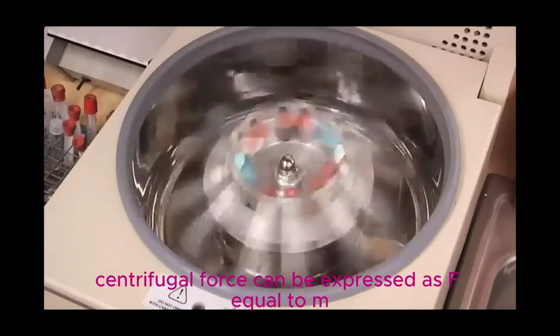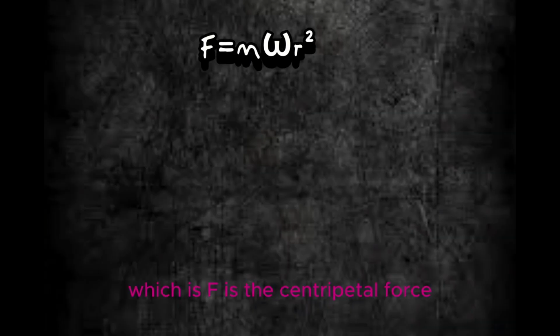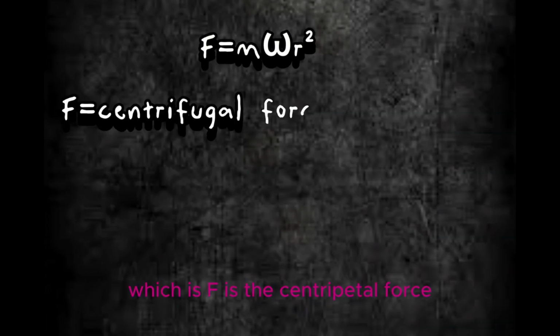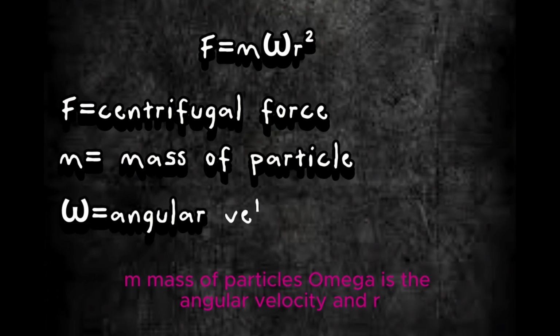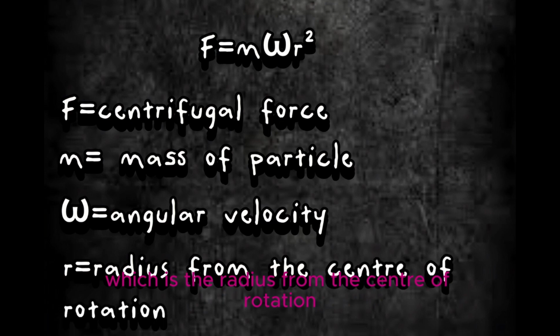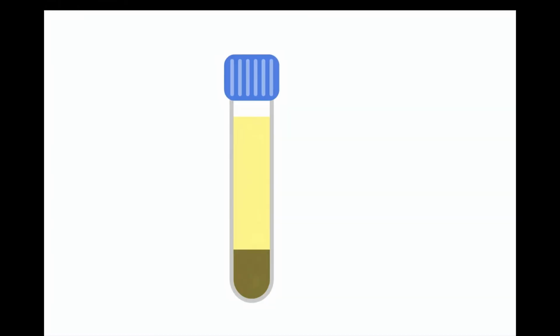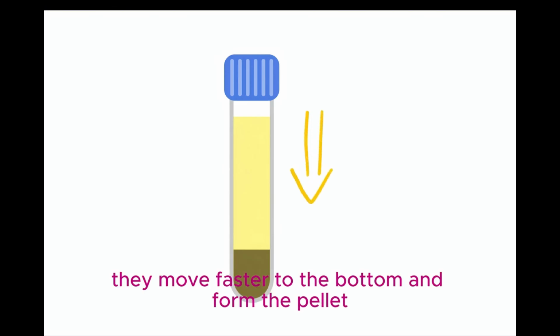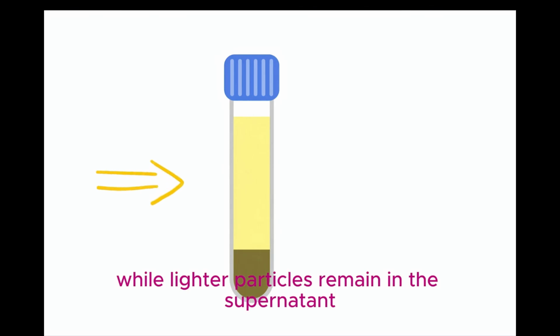Centrifugal force can be expressed as F equals m omega r squared, where F is the centrifugal force, m is the mass of the particle, omega is the angular velocity, and r is the radius from the center of rotation. This shows that the force increases with mass. Therefore, particles with higher mass and density experience a greater outward force. As a result, they move faster to the bottom and form the pellet, while lighter particles remain in the supernatant.